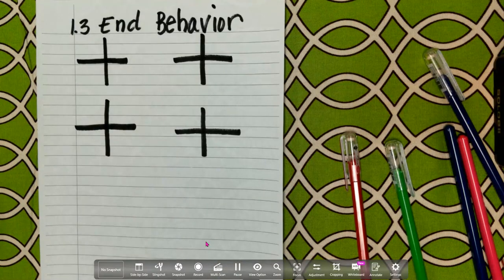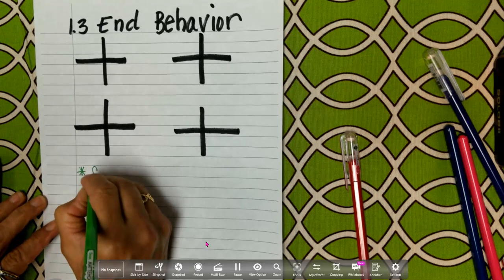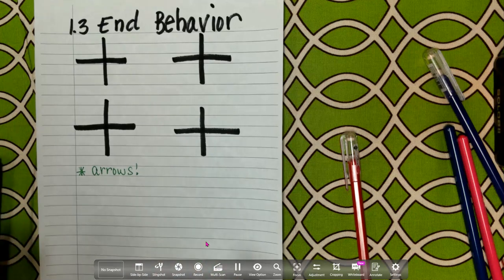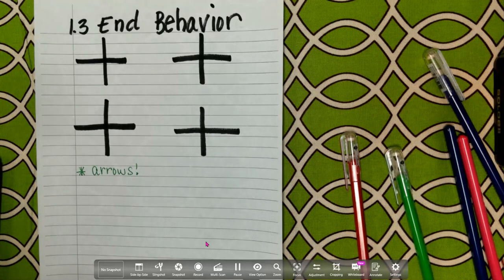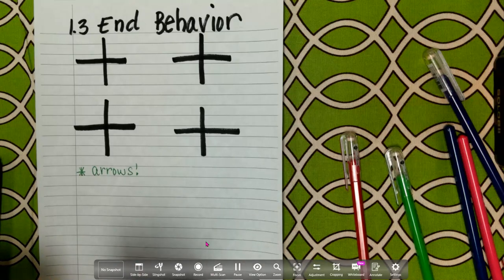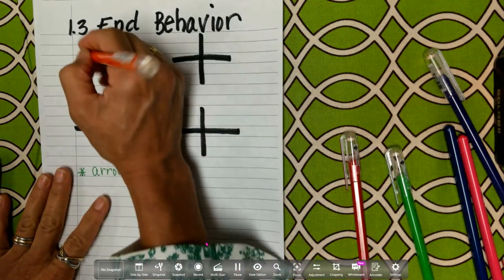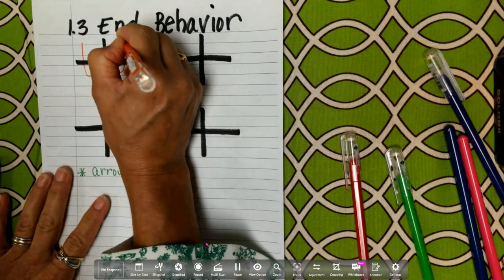So to discuss end behavior, it is really all about the arrows. So we are looking for how each of these graphs behave at the arrows after it's off the picture. So the first graph that I'm going to draw is going to be what is considered a positive graph, and I'll show you why. I'm going to draw something that kind of looks like the letter W.